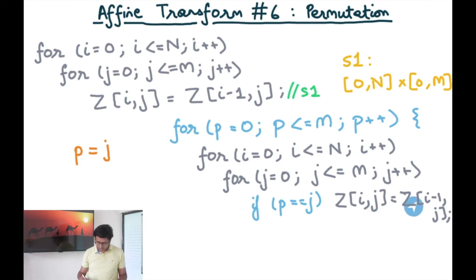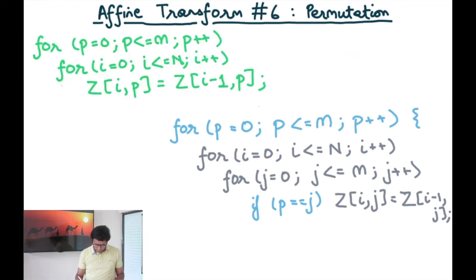So that's our simple code generation strategy. And our next step is to tighten the loop bounds. In this case, I can see that the inner loop is going to execute the statement only once. Out of the M plus 1 iterations of the inner loop, M iterations are going to be empty iterations, and only one iteration is going to actually execute the statement, and that iteration is going to be the iteration when J equals P.